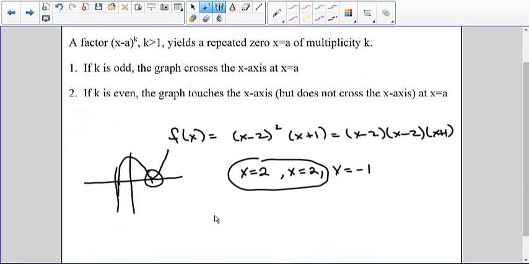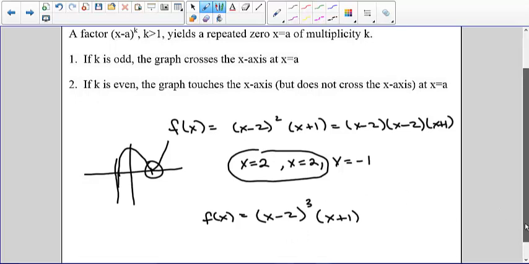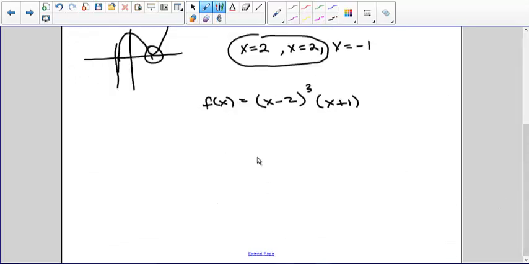Well, if I did f of x equals x minus 2 cubed times x plus 1, so now I've got 4 zeros. So this is going to be a 4th order polynomial. So let me draw a graph. Again, there's going to be a 0 at x equals 2 and a 0 at x equals 1.